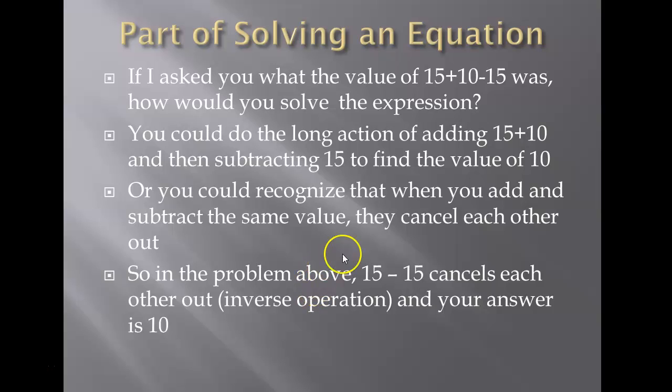Or you could recognize that when you add and subtract the same value, they cancel each other out. There's 15 and I'm subtracting 15. So in the problem above, 15 minus 15 cancels out because subtraction is the opposite operation to addition. It has the opposite effect. It undoes it. So adding 15 and then subtracting 15 cancels each other out and your answer is 10.